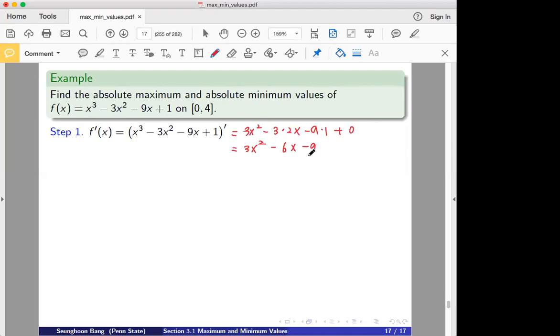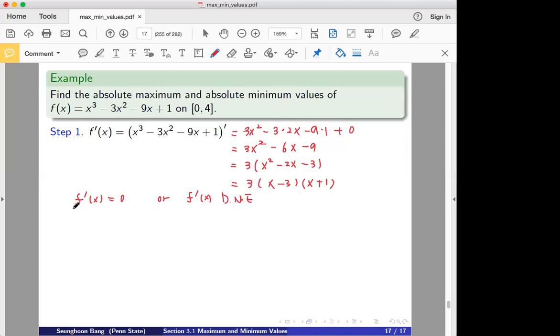I want to factor this one. I'll factor out 3: 3(x^2 - 2x - 3). You can factor more: 3(x - 3)(x + 1). Next, what is a critical number? It is where f'(x) equals 0 or f'(x) does not exist.